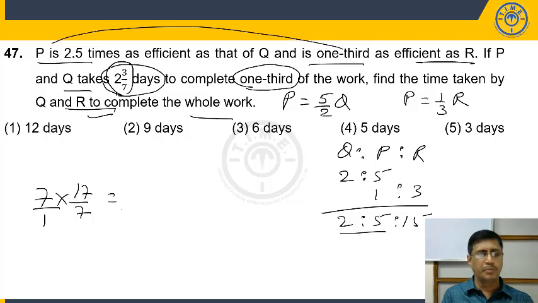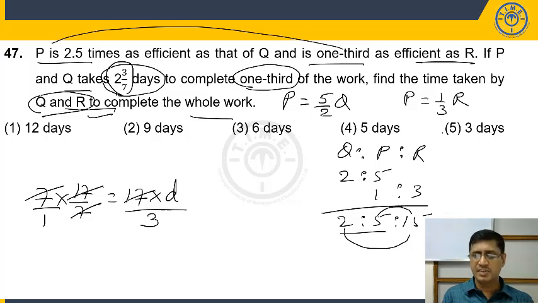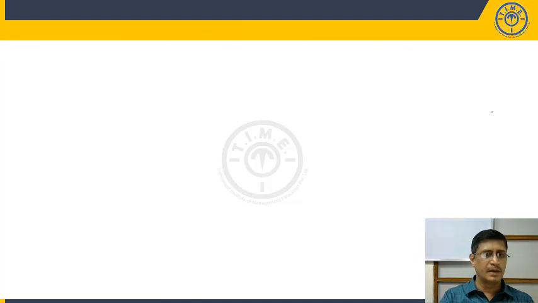What are the 3 parts? One part they did. What about the other side? Q and R together means now 2 plus 15, which is 17. They can complete the whole work in how many days? Whole work means the total work is divided into 3 parts, 3 units. Now simplify this. 7 and 7 get cancelled, 17 and 17 we can cancel. The remaining is the number of days. It is 3 days, option number 5. The fifth choice is the answer.